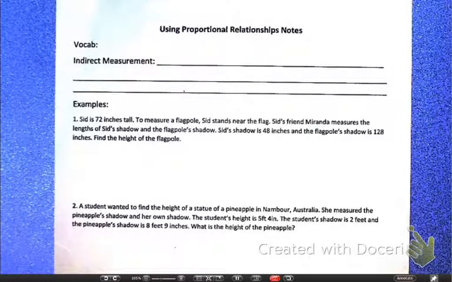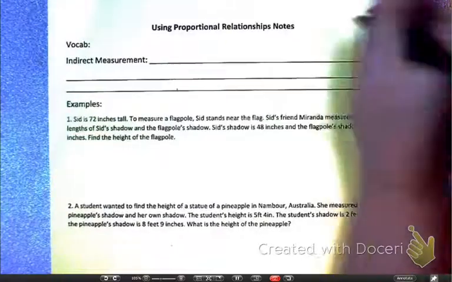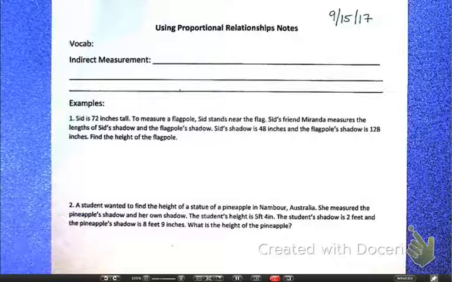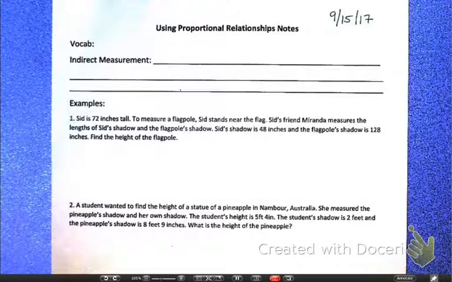So today's notes are on using proportional relationships. Make sure you have the date on your paper, which is the 15th. Okay, so our one vocab word is indirect measurement.